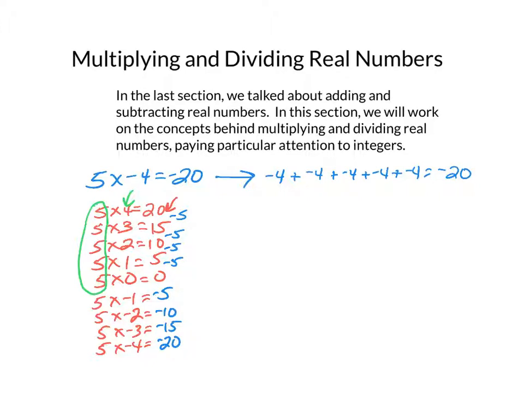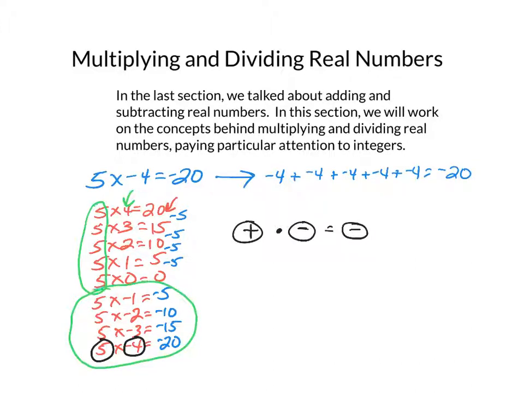What I have is a positive times a negative. So a positive multiplied, I'm going to use a dot for that multiplication sign, a positive multiplied by a negative gives me a negative answer. And as you can see, for all of these problems, I have a positive times a negative. In every case, my answer is a negative.